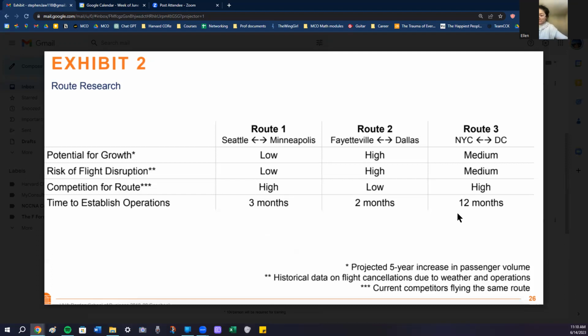However, it would have low potential for growth and high competition, but it is fast. It would actually turn out that the first route would have the fastest payback period of 11 months. The second route would have a payback period of over 2 years. And the third route would have around 1.5 years.